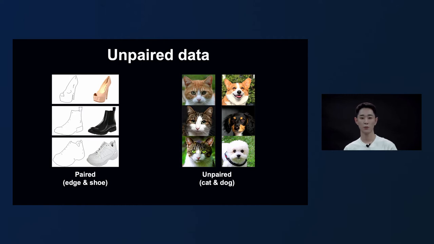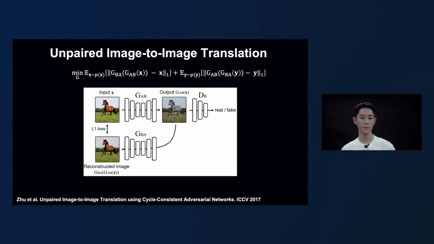To solve this problem, many unpaired image translation models have been developed. As you can see in the picture on the right, this model can perform image translation with no input and output pairs, just class labeling. For example, if you want to change a dog into a cat, you can perform image translation if there are only multiple images of cats and dogs respectively.